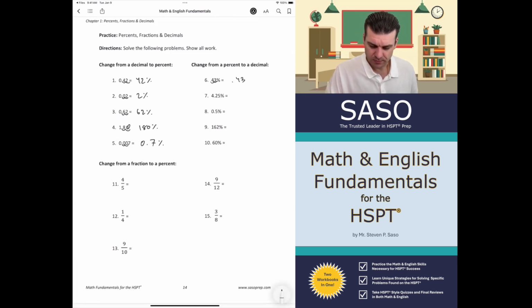4.25%, okay. Decimals after the 4, move that over 2 places to the left. We're going to have to add a 0 here, right? So this is 0.0425, and you could have a 0 in front of those. We can add that in there.